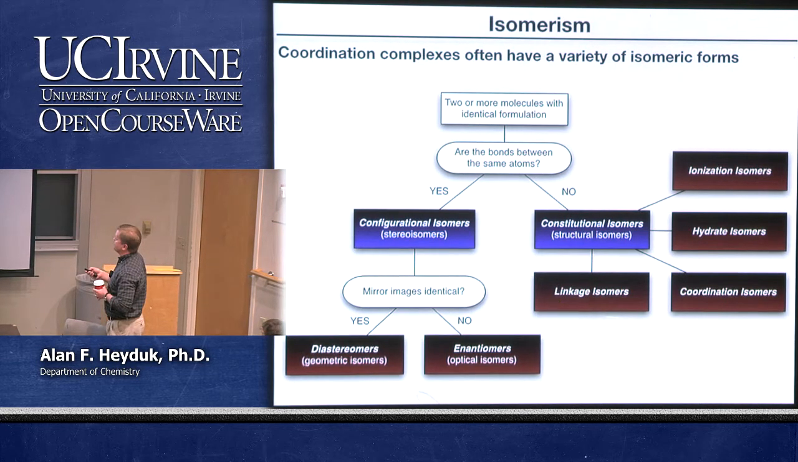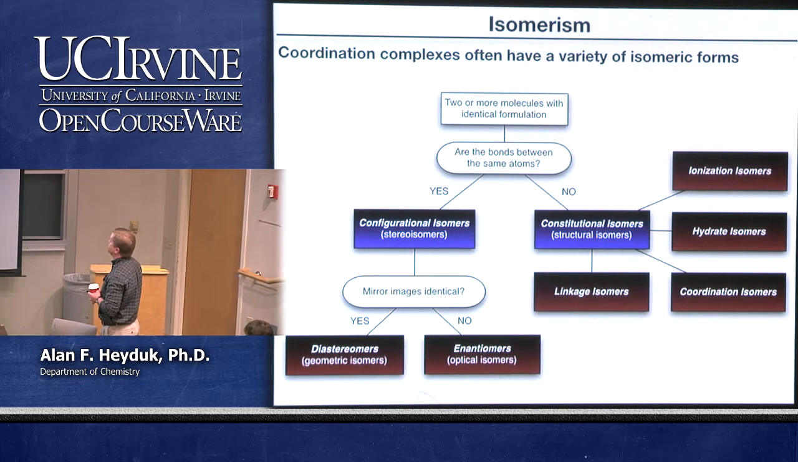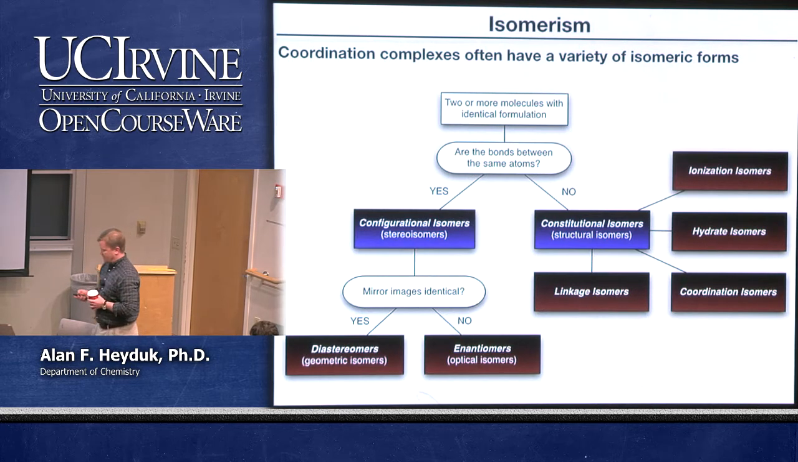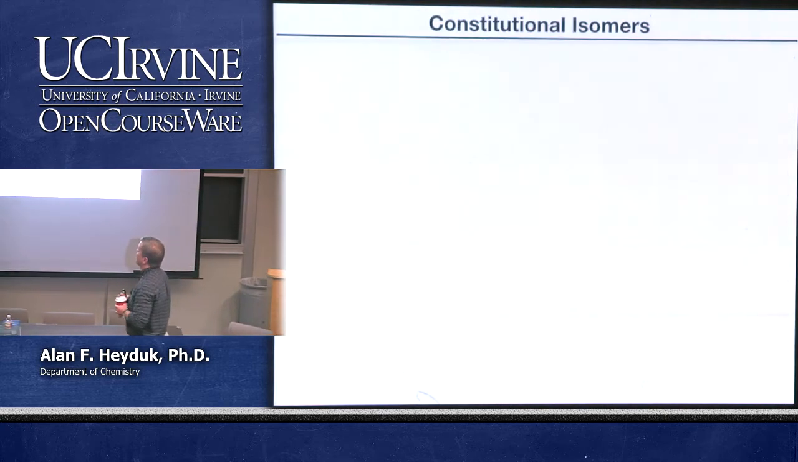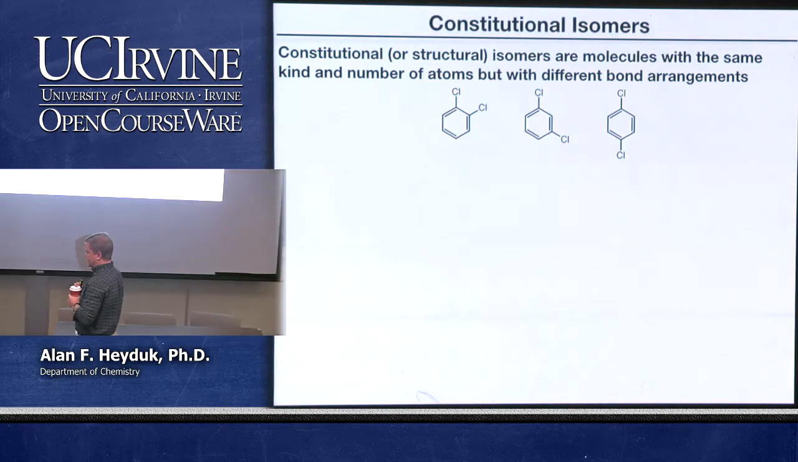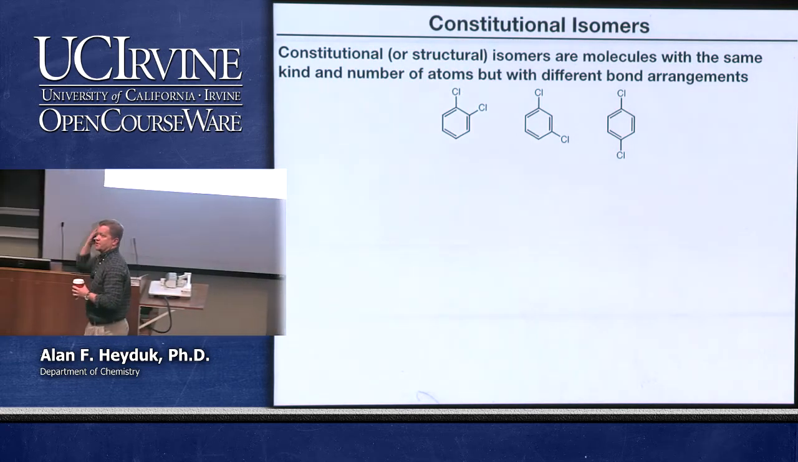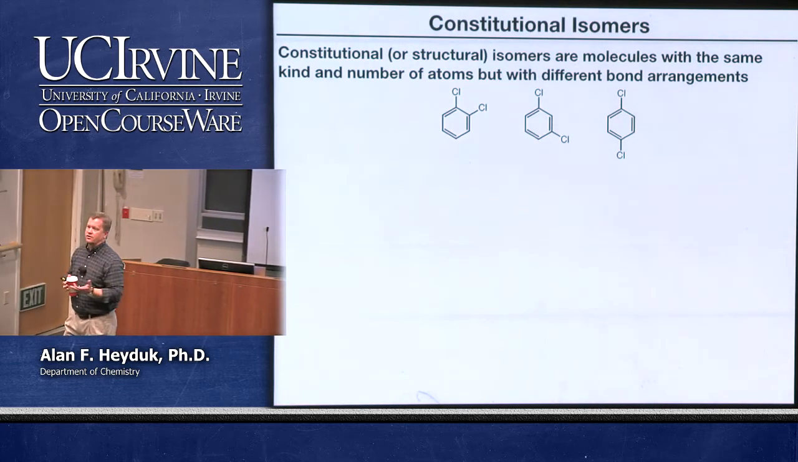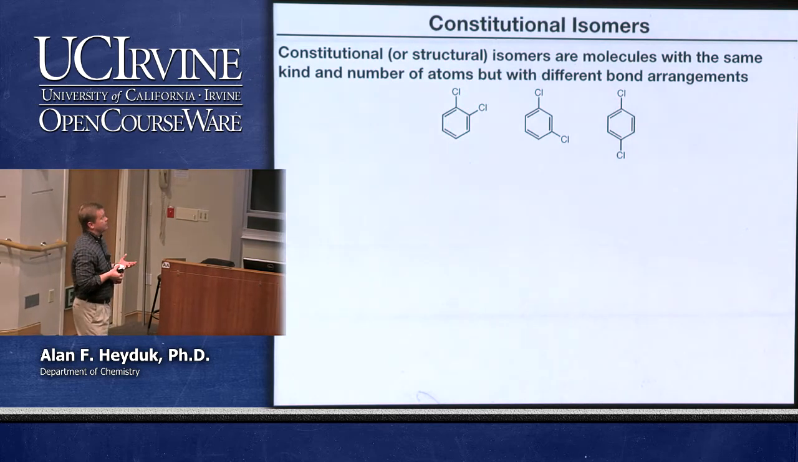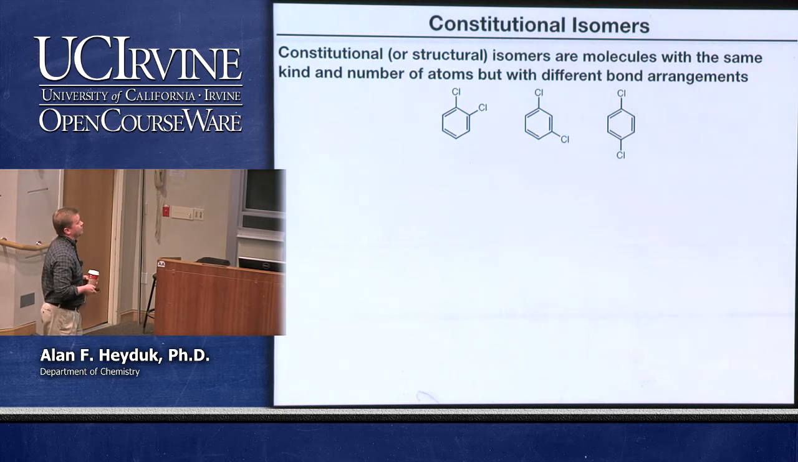And in inorganic chemistry, we have these 4 types. We've already seen ionization isomers. We'll talk now about hydration isomers, coordination isomers, and of course, linkage isomers are pretty neat in their own right. So let's go through these one at a time. Constitutional isomers. Here's an example from organic chemistry. All 3 of these dichlorobenzenes have the exact same formula, but we know that we have different isomers because we have ortho, meta, and para configurations.